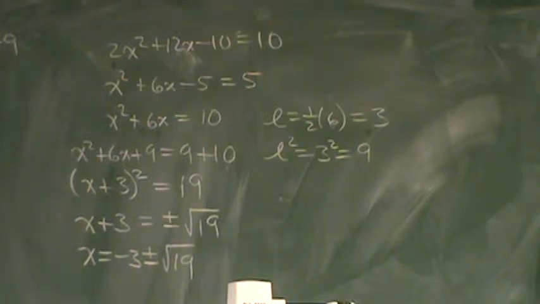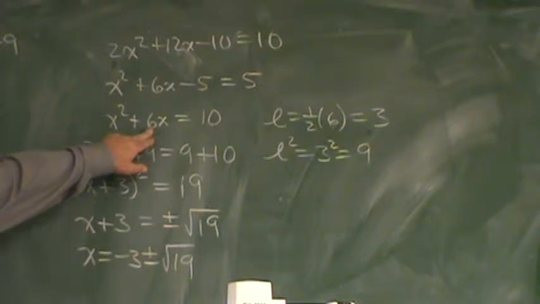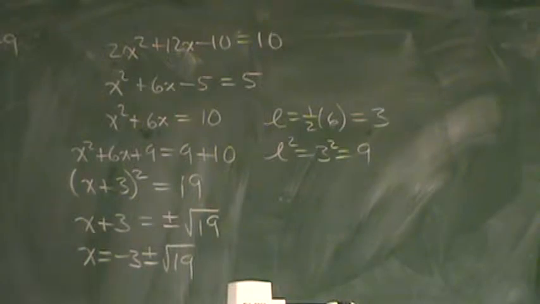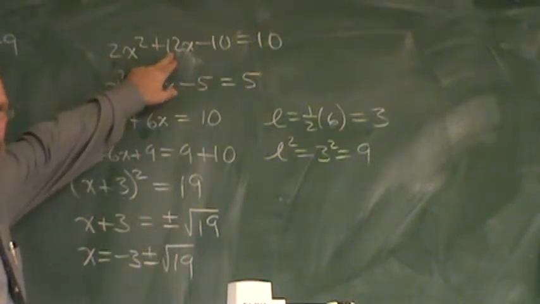Yes, sir? So you get x squared plus 6x equals 10. You take half of 6 and square it and add it to both sides. Exactly what you do. Is it half of this number, B over A? That would be over A. If you stop and think about it, 6 is 12 divided by 2, B over A.